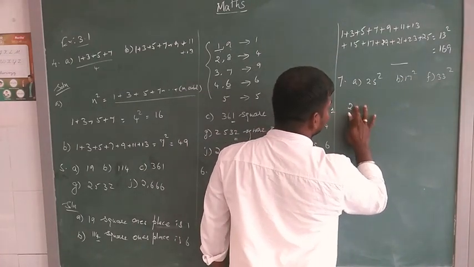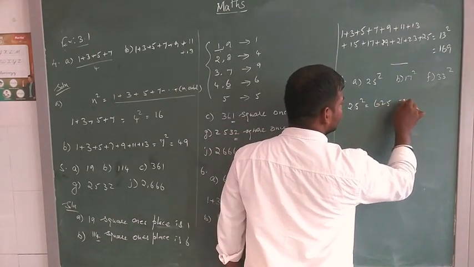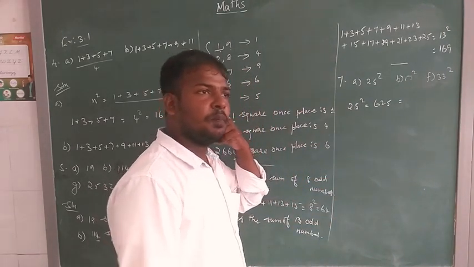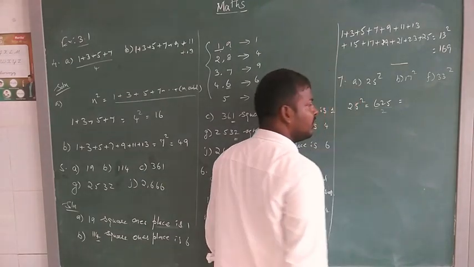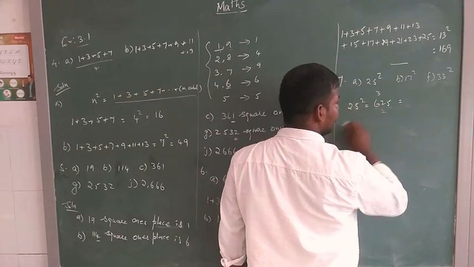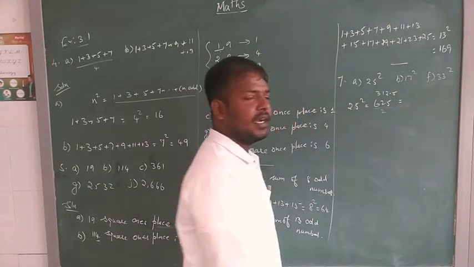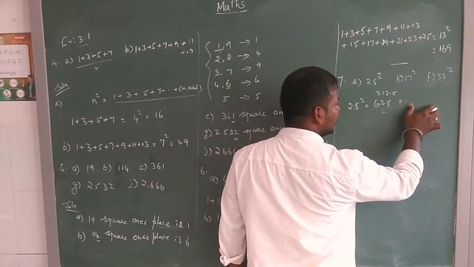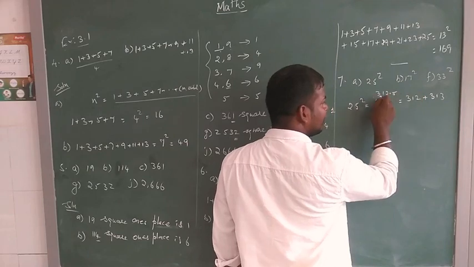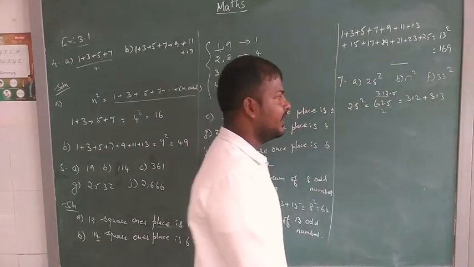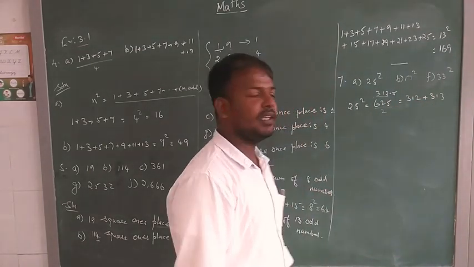So 25 square. What is that 25 square? 25 into 25, you will get 625. So how can we find the sum of the consecutive positive integers? 625, we are dividing by 2. So 312.5. What are the 2 numbers? 312 is the lowest number and the next number is 313. If you add, you will get 625. These are the 2 consecutive positive integers.